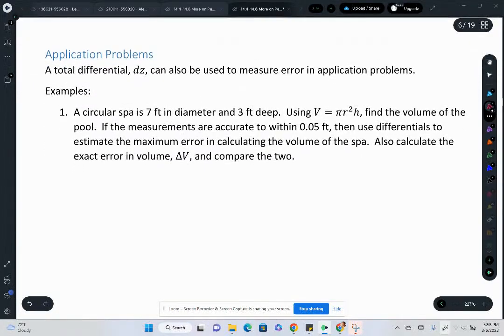Okay? All right, so now that we've seen all those pictures and everything, we're going to apply this to some application problems. So in this particular problem, we are working with the differentials, and we're going to be using them to measure error. And in this particular one, we have a circular spa 7 feet in diameter, and it's 3 feet deep. And we're going to use the volume formula, pi r squared h, to find the volume of the spa. And then so we'll do those things first. Then, if the measurements are accurate to within 0.05 feet, then use differentials to estimate the maximum error in calculating the volume of the spa. And then also calculate the exact error in volume, delta V, and compare the two.